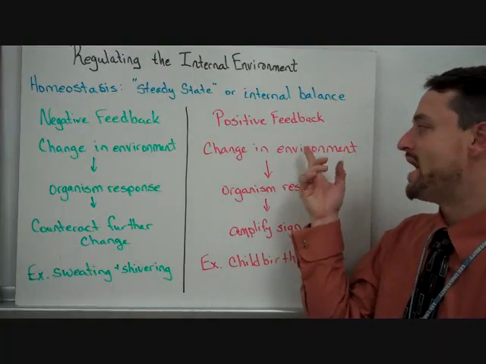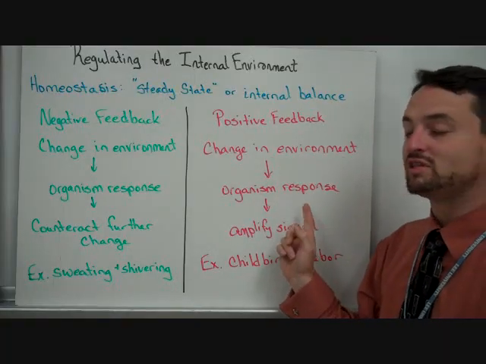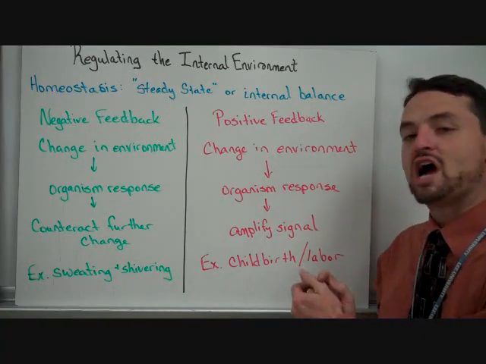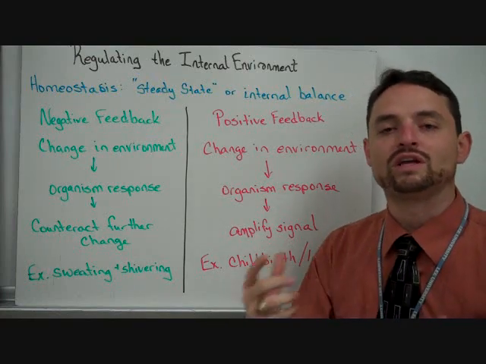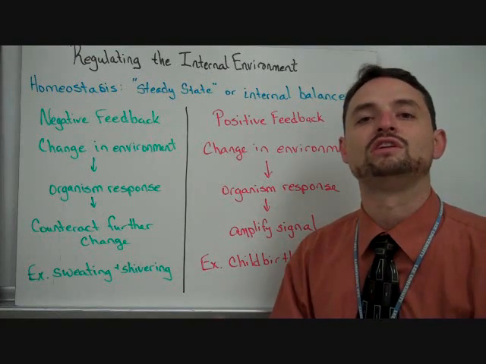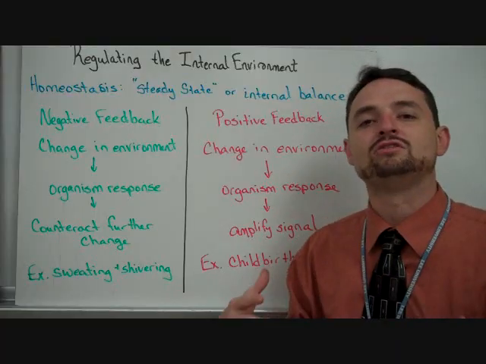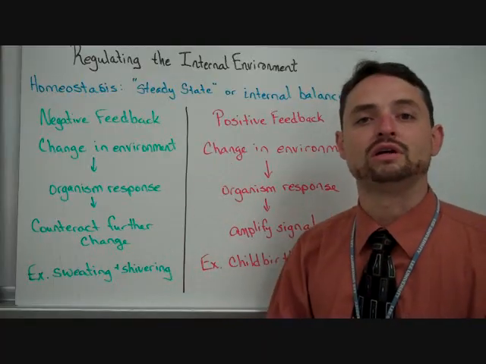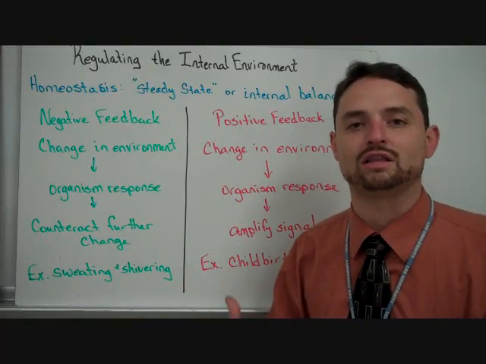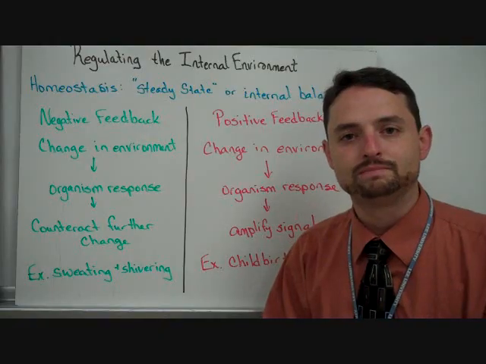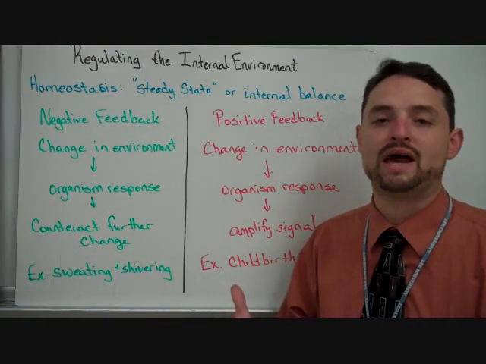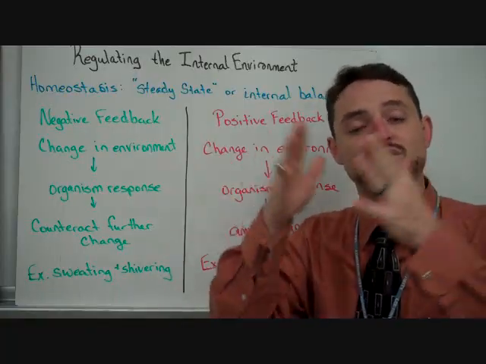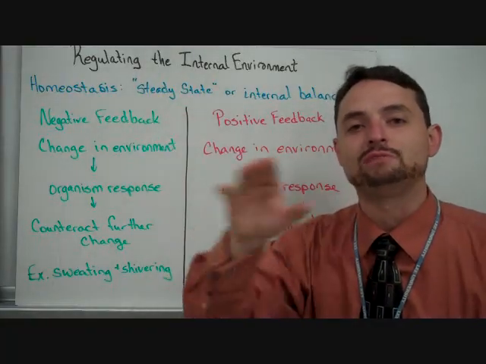In positive feedback, the change in the environment, the organism's response amplifies the signal. This is an example of what happens with childbirth and labor. One of the questions they always ask whenever a woman goes into labor is, how often is she having contractions? The reason is because as those contractions take place, chemicals are being released in the body that will increase those contractions and other bodily processes to birth the baby. That is a positive feedback. One stimulus, contraction, causes more contractions to take place. It amplifies it and keeps going in the same direction.